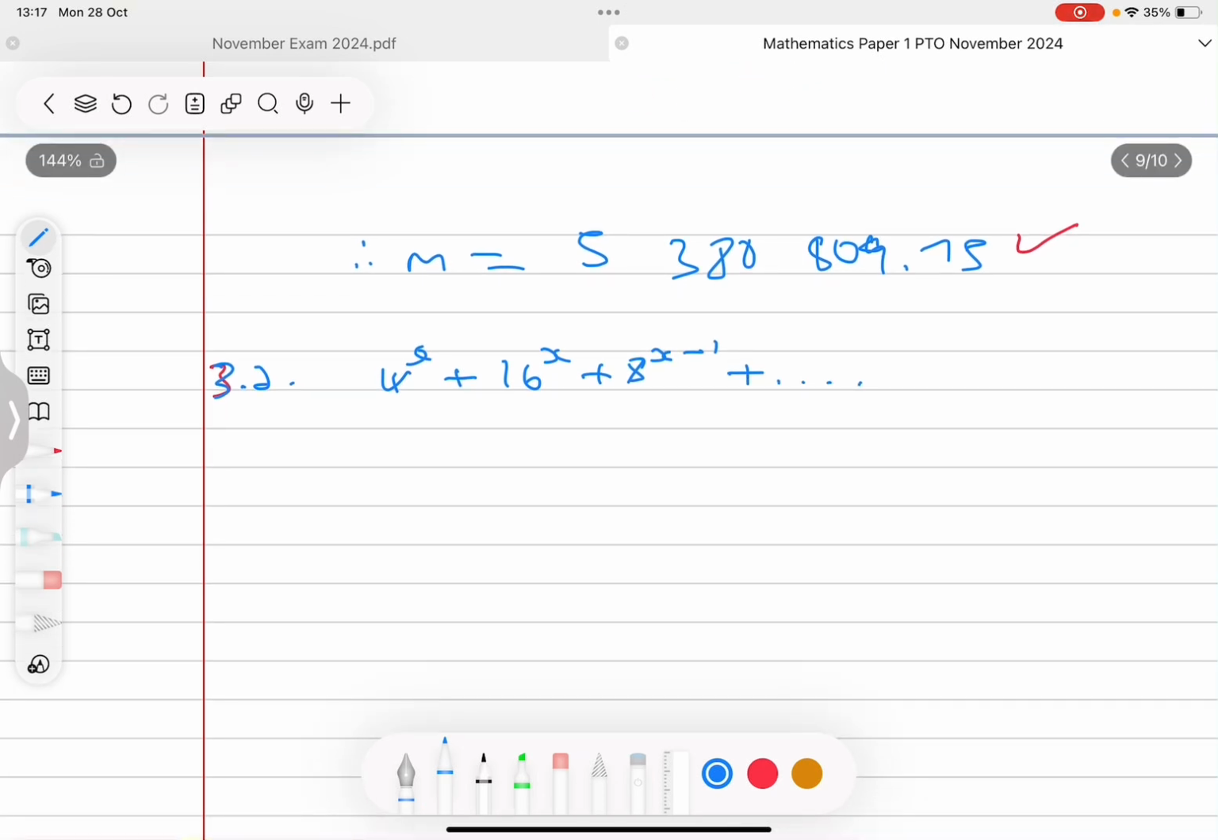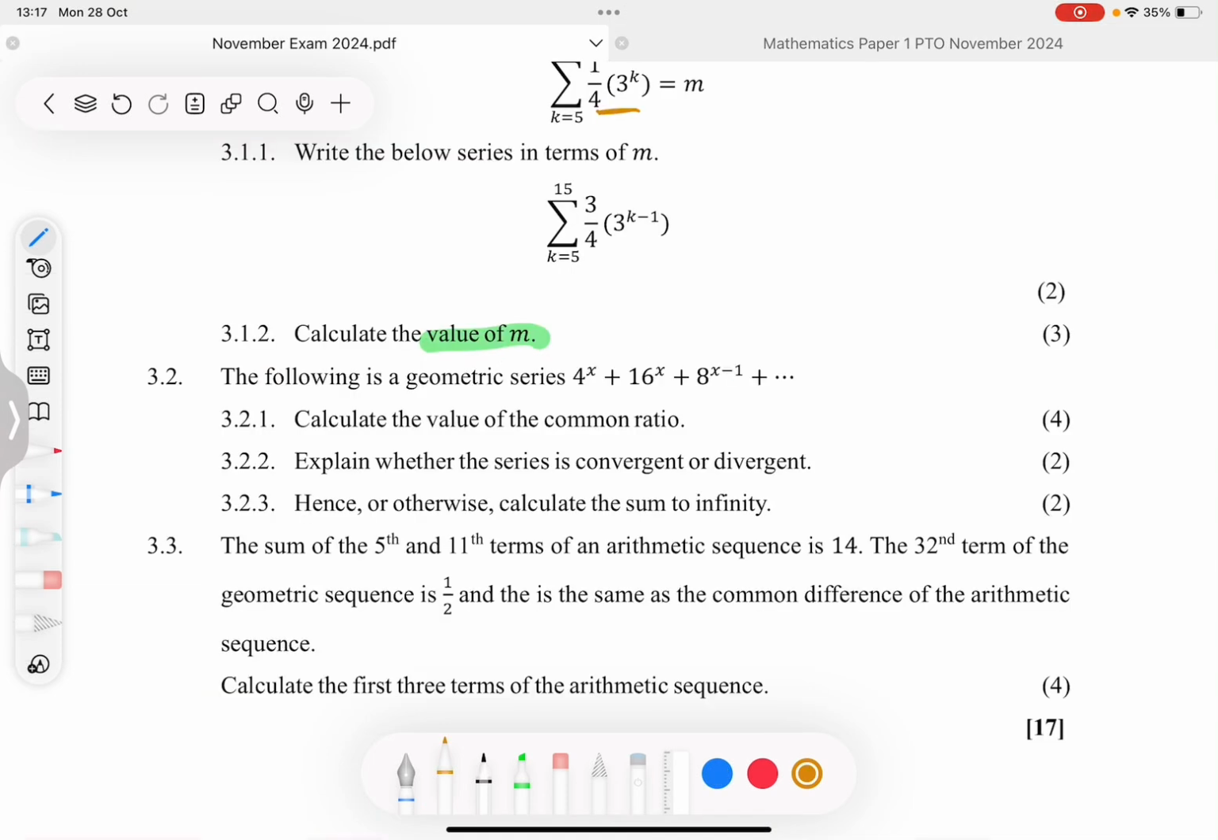It's an infinite geometric series, right? Now they then ask us to calculate the value of the common ratio. So we want the value of r. So what is the value of r? So when they say value, you must give it as a number, right? Because you can see here you have your x.